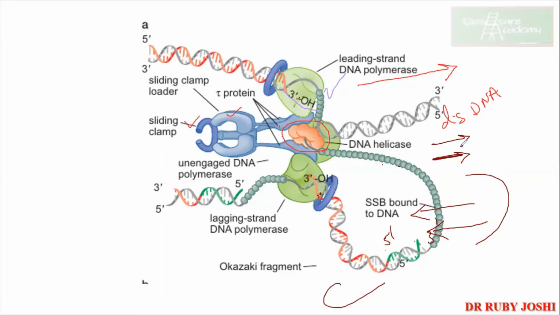आ रहा है क्या? क्लियर हो रहा है थोड़ा बहुत? Yes, ma'am. Now what happens is जैसे ही see it has synthesized and reached this much area. ये SSB हटा देगा. It is reaching this area. So what is happening now? There are no further primer template junction. So this DNA polymerase will leave.